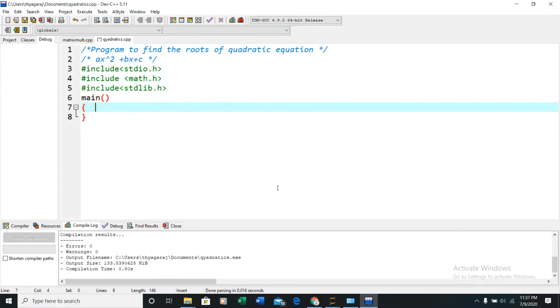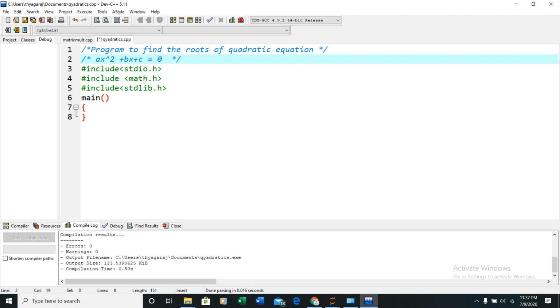This is Tyagaraju. In this session, we will discuss how to develop a C program to find the roots of a quadratic equation. The quadratic equation will be of the form ax square plus bx plus c equal to 0. Since the degree is 2, we will have two roots, and the roots may be of three types: real and distinct, real and equal, and complex numbers.